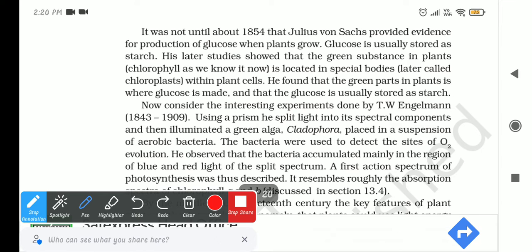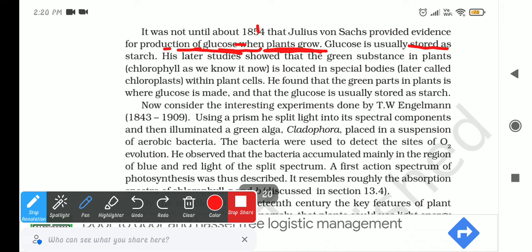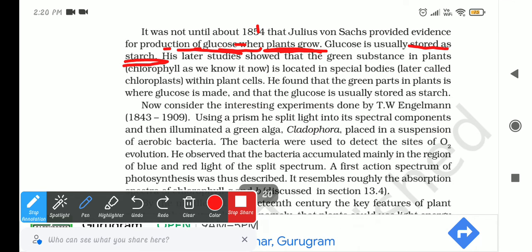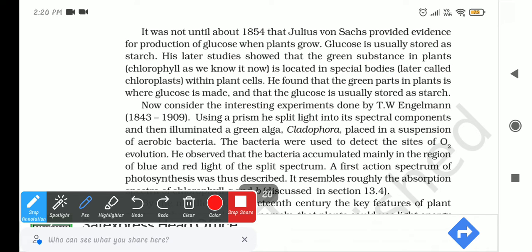So what did Julius von Sachs do? He provided evidence for the production of glucose. He told that when plants grow, they produce glucose. Glucose is stored in the form of starch in the plants. Later he studied that the green substance in the plants, chlorophyll, is located in special bodies called chloroplasts. So this was done by Julius von Sachs.